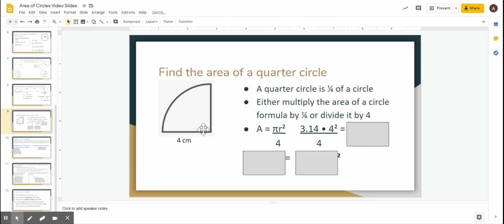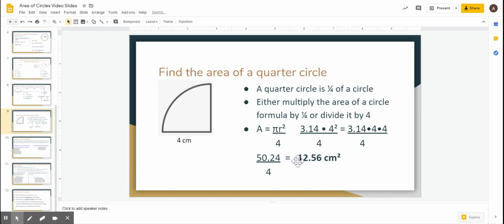We're given the radius of 4, so we're going to plug in 4 for r. So 3.14 times 4 squared divided by 4. So that's 3.14 times 4 times 4, again dividing by 4. So we have 50.24 divided by 4, which will get us 12.56 centimeters squared. So again, it's like you found the area of the whole circle, and then you just divided it by 4.